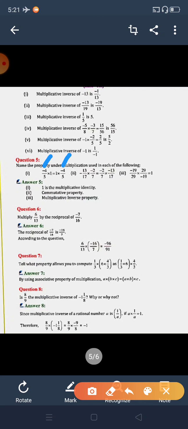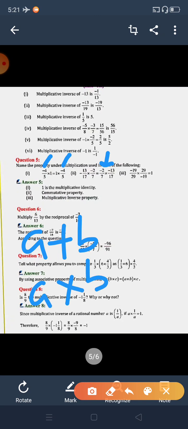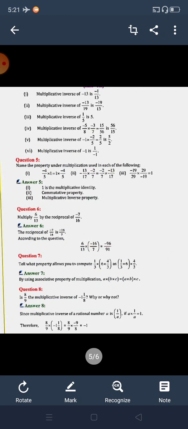In the next one, minus 13 by 17 multiply minus 2 by 7, or minus 2 by 7 multiply by minus 13 by 17. Which property? A multiply B is equal to B multiply A. This is the commutative property. Next one is minus 19 by 29 multiply by 29 by minus 19. Reciprocal is there. We have studied it in the fourth question. This is the multiplicative inverse property.